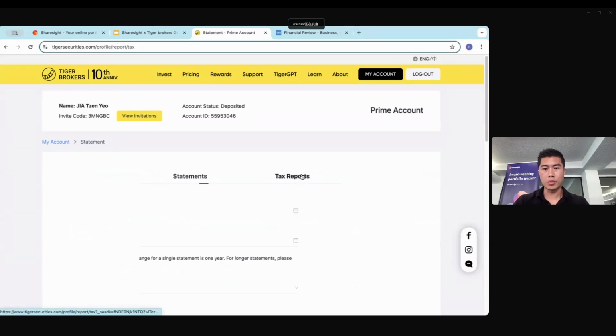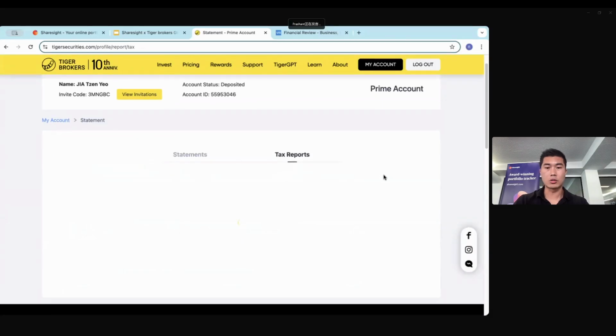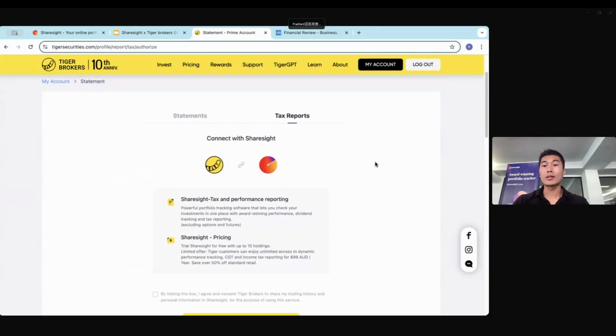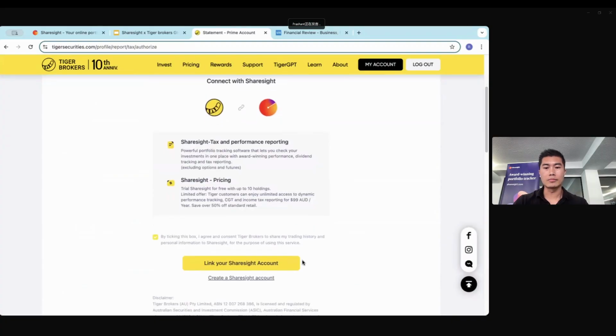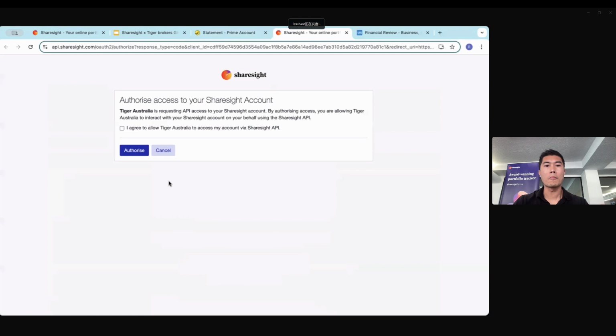you have the tax report section. And under tax report, you can see there's an option to connect with Sharesight, Sharesight tax performance reporting. So you just need to follow the prompts. If you don't have a Sharesight account, you can create one, but if you already have one, you can link that to your Sharesight account. Then it will take you to a page where you authorize the access to your Sharesight account. So I agree, allow Tiger to access my account through the Sharesight API, and authorize that.